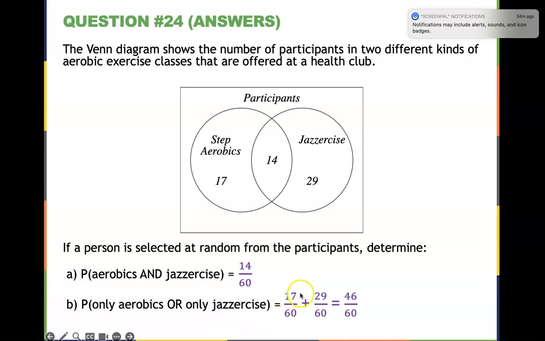See, now I have fixed it. 17 over 60 would be the step aerobics only. 29 over 60 is the jazzercise only. You can then add them together. Okay, next problem.